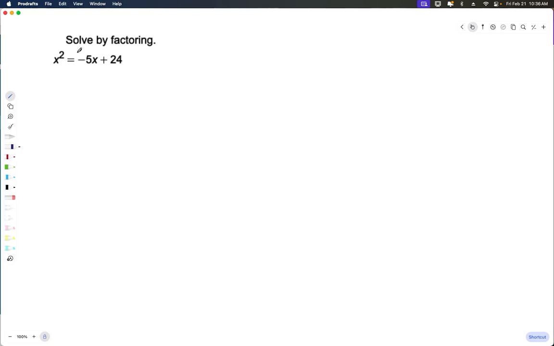So the first thing we have to do is put this in descending order of the variable, or we should say just of x, equal to 0. Okay, so what that means is we want to make this side go away, and we want to have a positive x squared. So since this is positive x squared on the left, we're going to move everything to the left and put the 0 here because we want this to be positive.